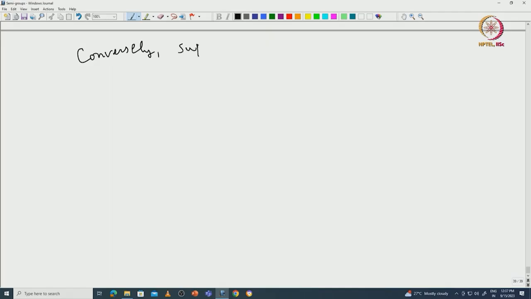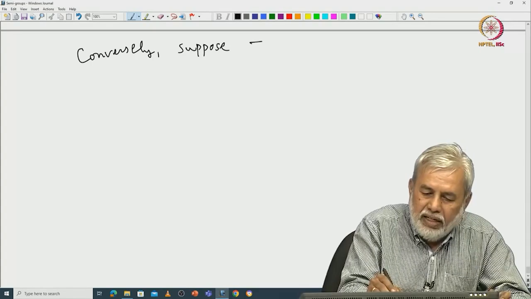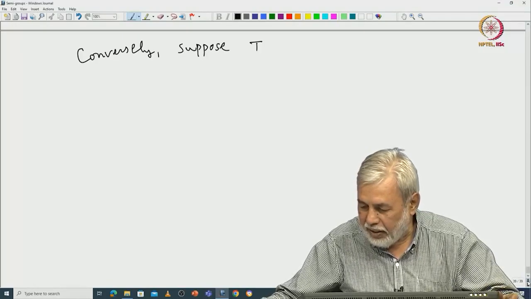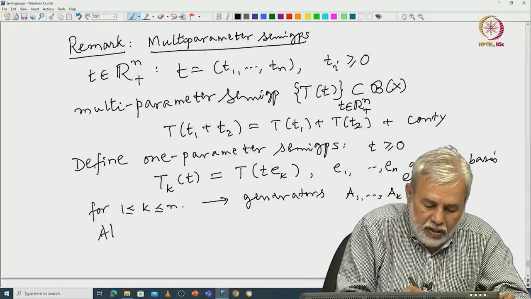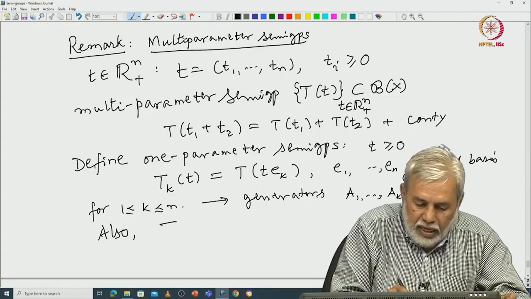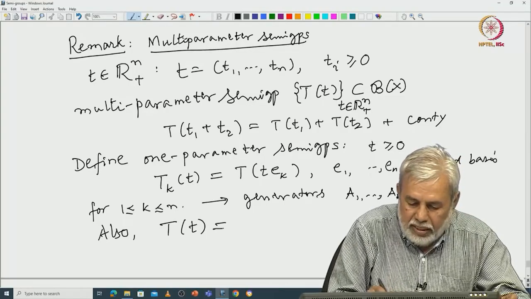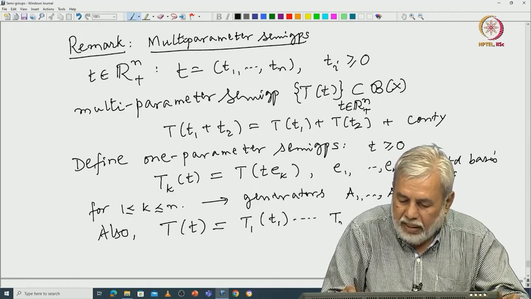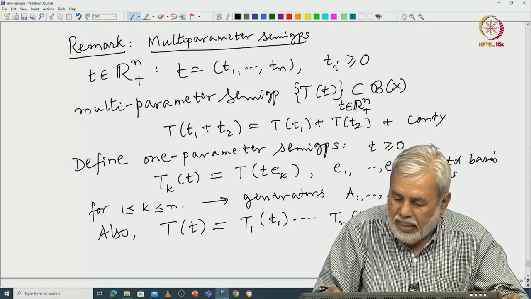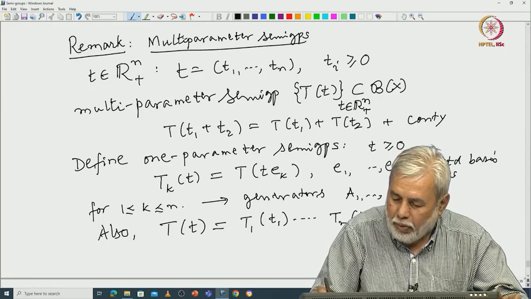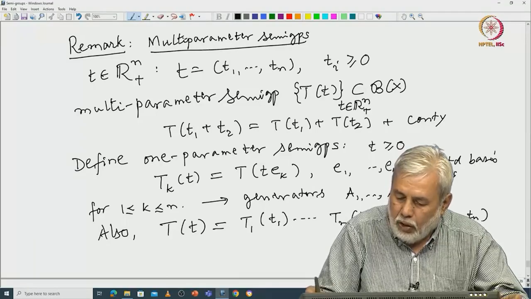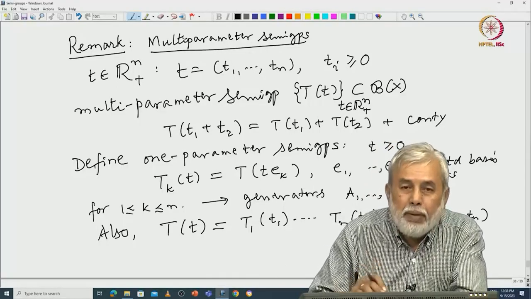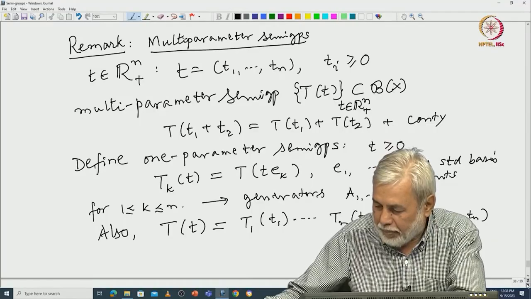So conversely, suppose we have these. Of course, you can just verify that, and that is going to be the definition also. T of t is T1(t1) T2(t2) ... Tn(tn). So the order is immaterial; they all commute. So a multi-parameter semigroup can be written as a product of one parameter semigroups.